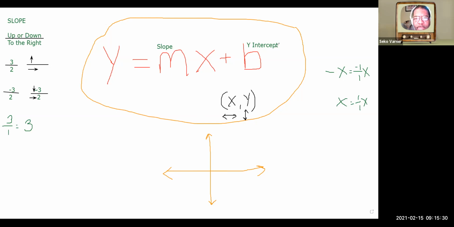But write down what I wrote here. Y equals mx plus b. Matter of fact, write it 5 times. It'll help you remember. Y equals mx plus b.